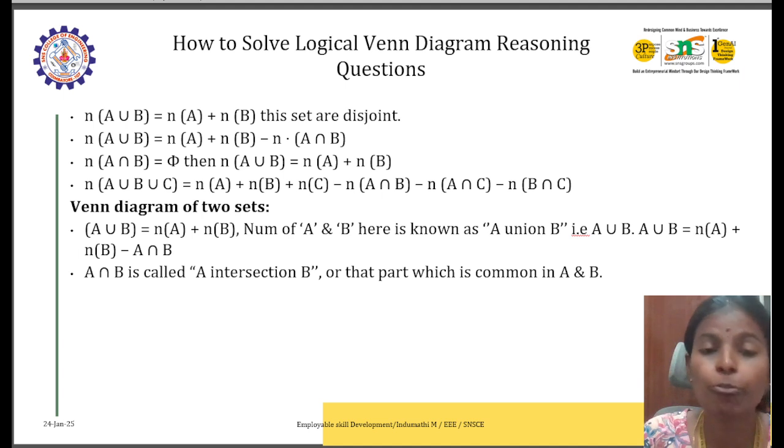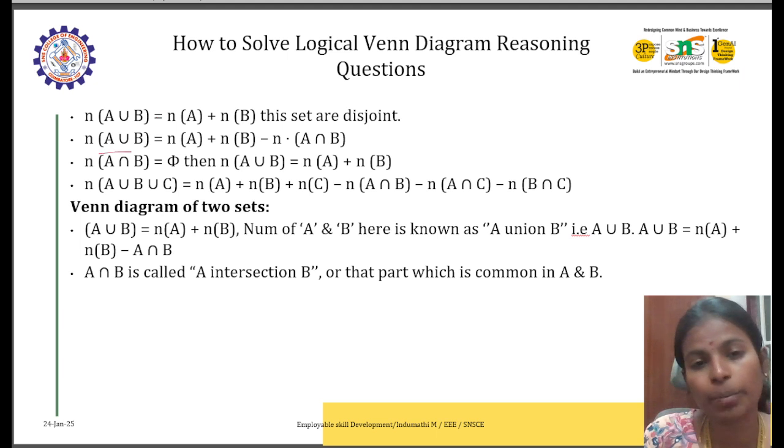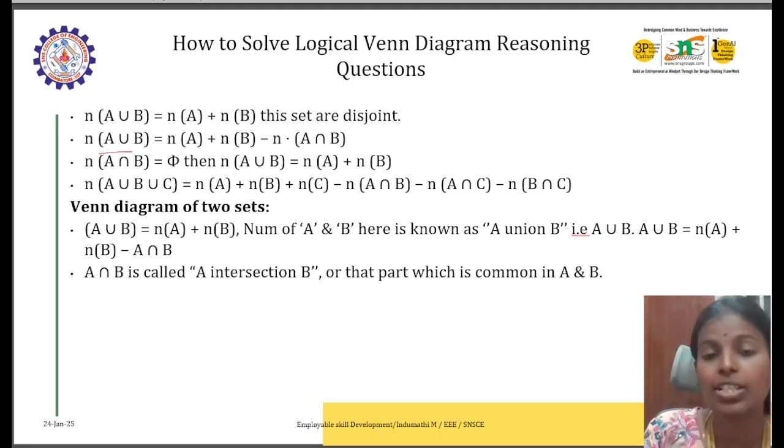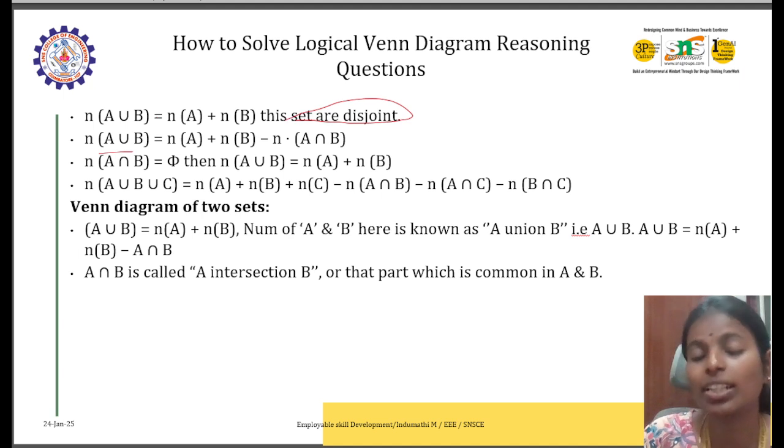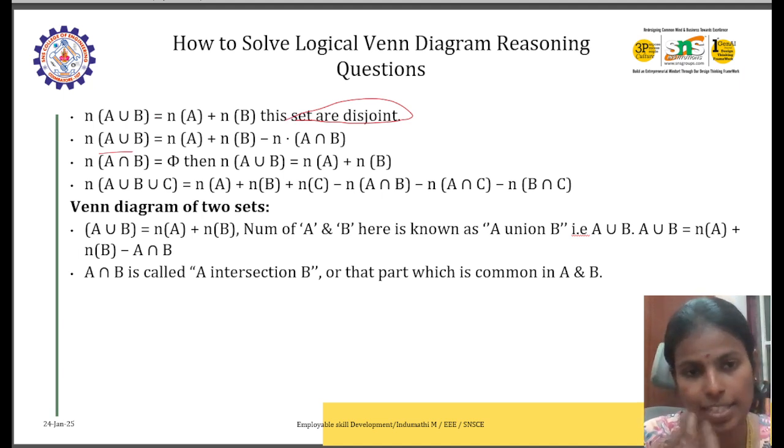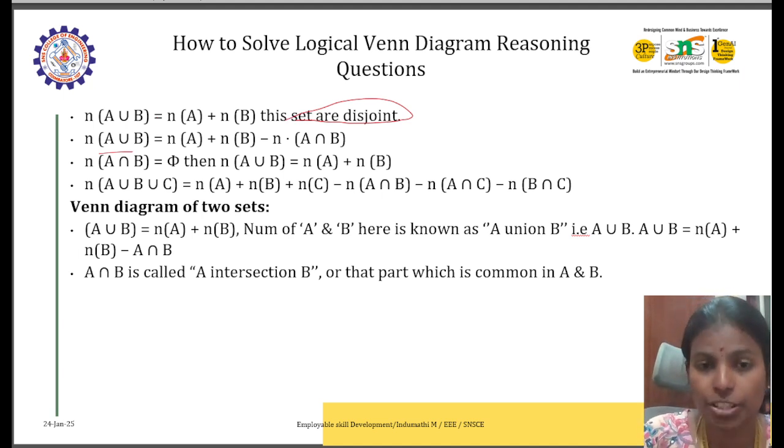So, this is n(A ∪ B) = n(A) + n(B) when the sets are disjoint. Otherwise, n(A ∪ B) = n(A) + n(B) − n(A ∩ B). The first rule will be used only when we don't have any intersections, that is, when n(A ∩ B) is null, then n(A ∪ B) = n(A) + n(B). Null is nothing but an empty set.